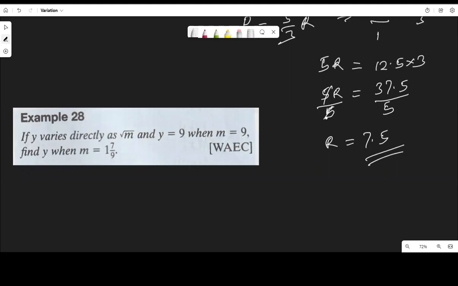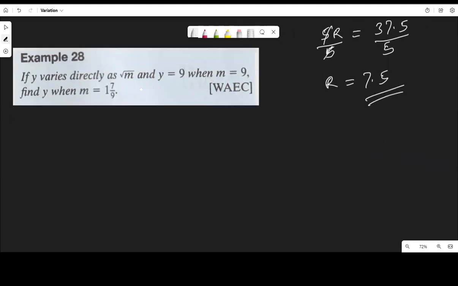If y varies directly as the square root of m and y is equal to 9 when m is equal to 9, find y when m is equal to one whole number 7 over 9. We will start with the first statement, say y varies directly as the square root of m. To write that mathematically, that is y varies directly as root m.